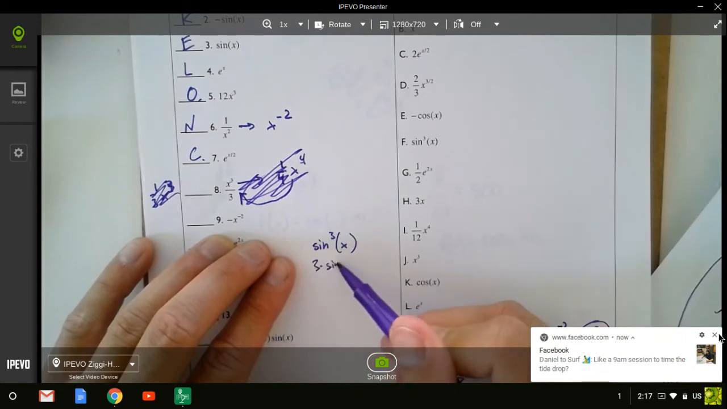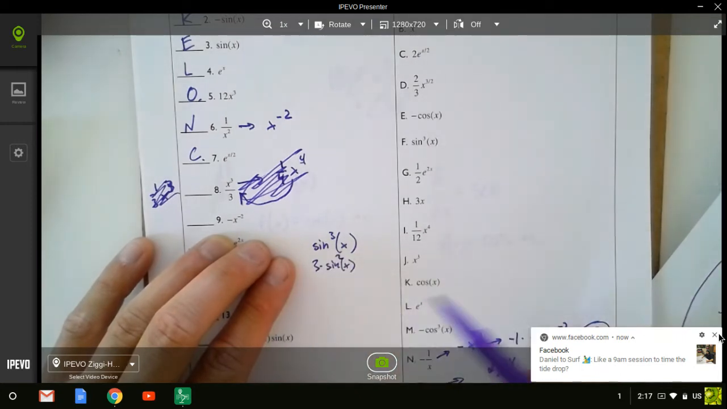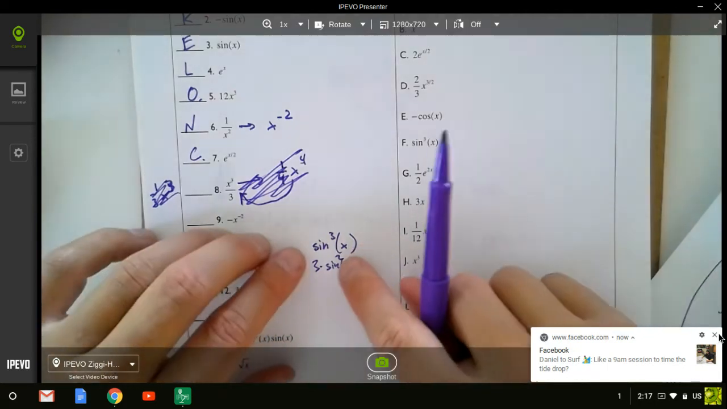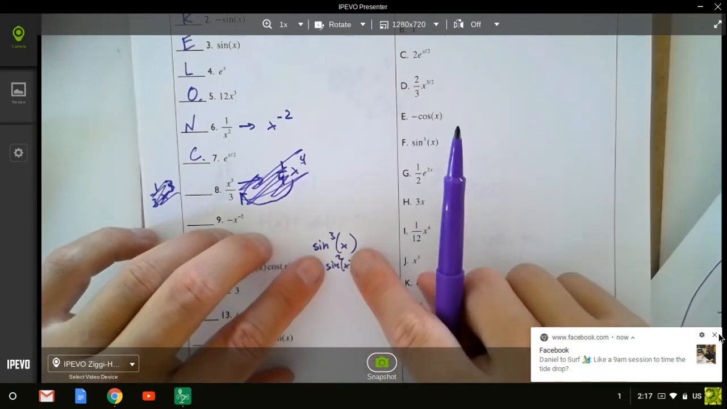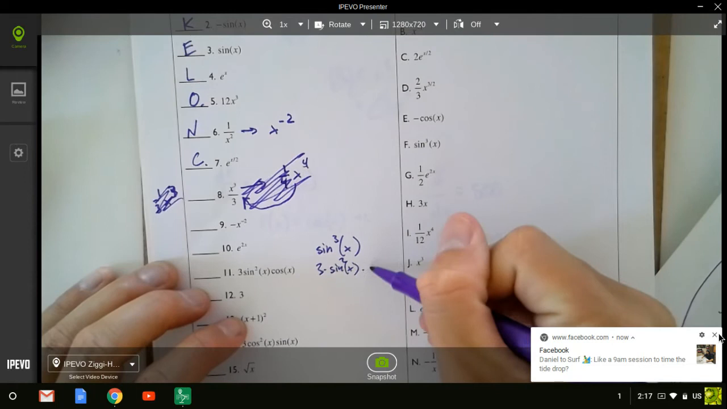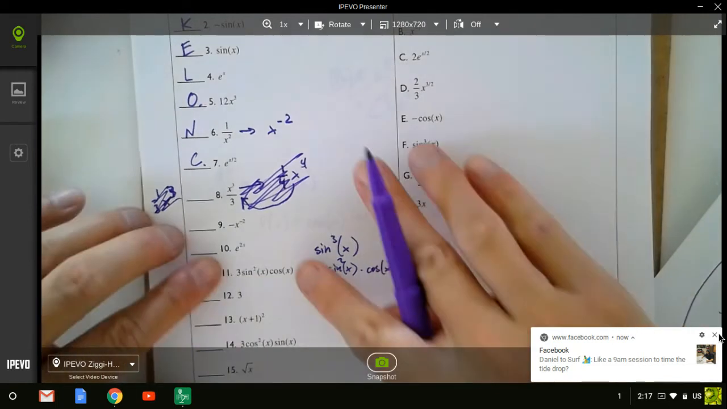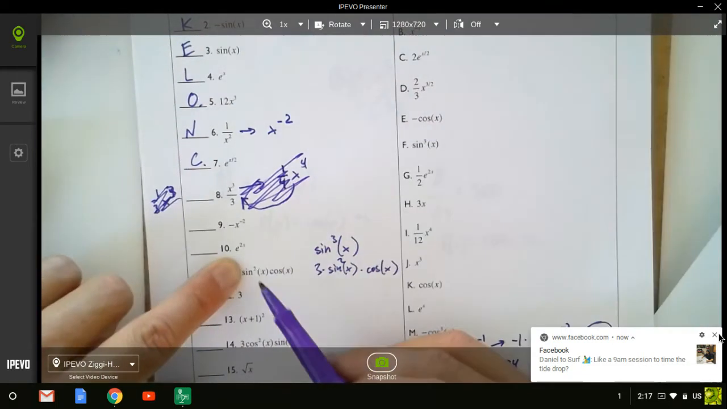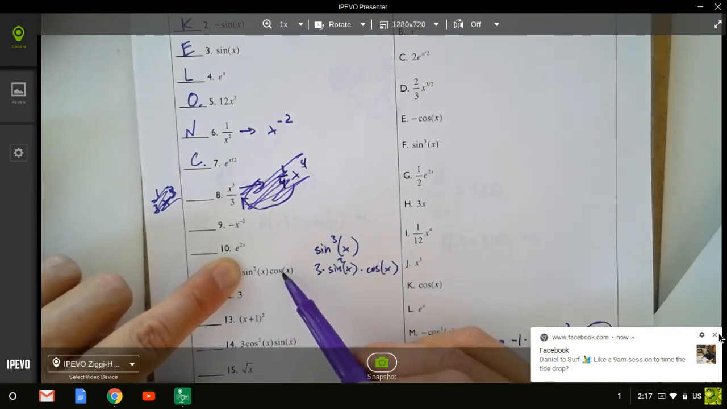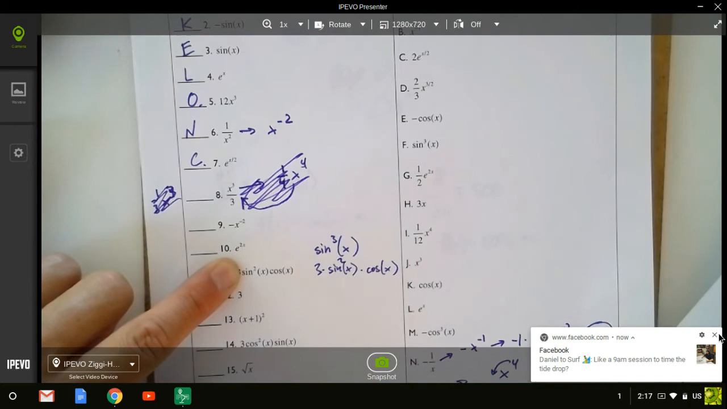3 sine squared. Sine squared times cosine. Why? Because you just used the chain rule. You realize I took the derivative of this, but don't forget sine of x in itself, you have to take the derivative of. So that'd be times cosine of x. So again, anytime you see a trig function with an exponent right next to another trig function, that should tell you that maybe a chain rule just occurred there.